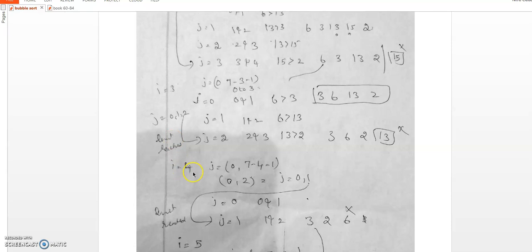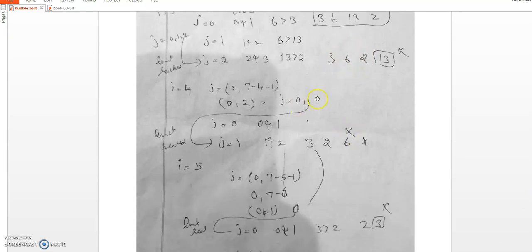The i gets the value of 4. So now we are going to concentrate only on the 3 elements. In this case j takes the values 0 and 1. When j equal to 0, 0 and 1 values are compared, there is no need of swap. When j equal to 1, 1 and 2 will be compared. Here there is a need of swap. We have swapped, so this gets placed. The limit is reached. When the inner loop limit is reached, the fourth largest element gets sorted. In the next pass we need to consider only 2 elements.